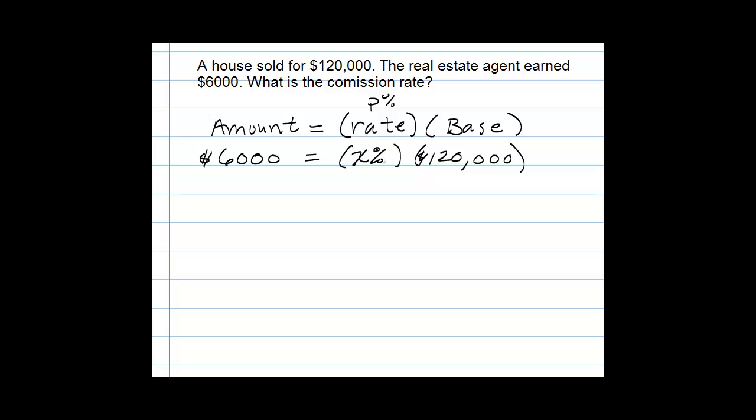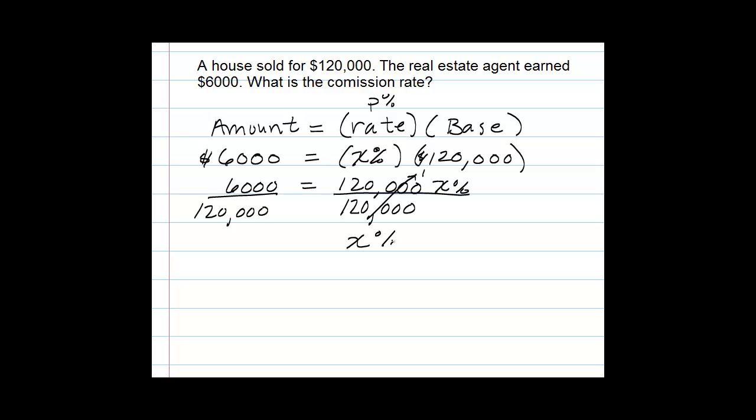All right, now we always want to get our variable all by itself on one side. So first of all, I can rewrite this as 6,000 equals 120,000 multiplied by X percent. We generally put our unknown second in our equation. Now we want to separate the coefficient from the variable. To do that, we divide both sides by $120,000, and we can see this all goes to 1.